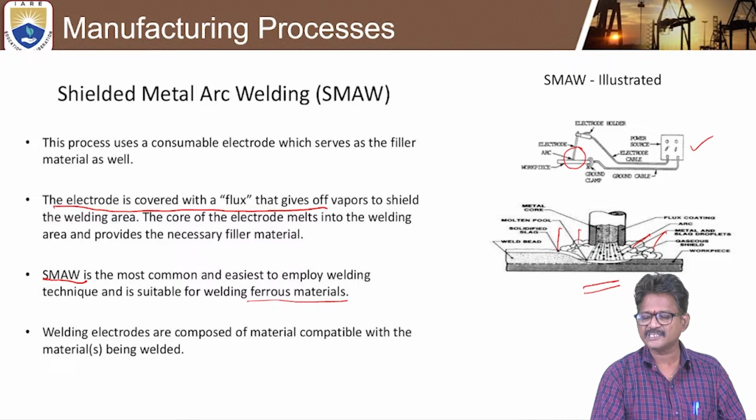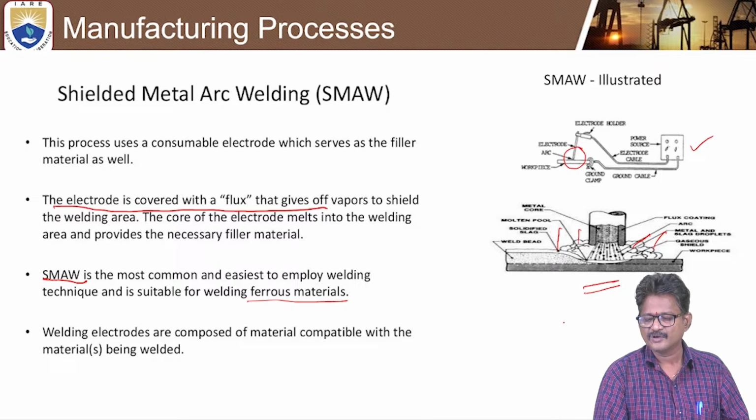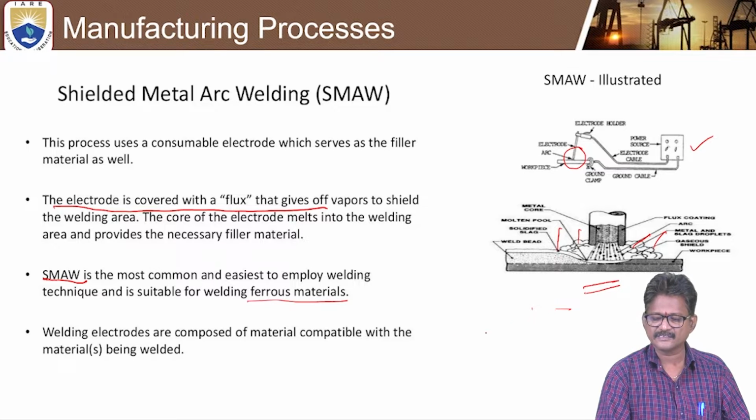You can see the shielded arc, there will be a core, and from the core the fluid flow will occur, surrounded by some shielded arcs. So this is what we call the weld bead. Whatever shape we are able to get, that is called the weld bead.